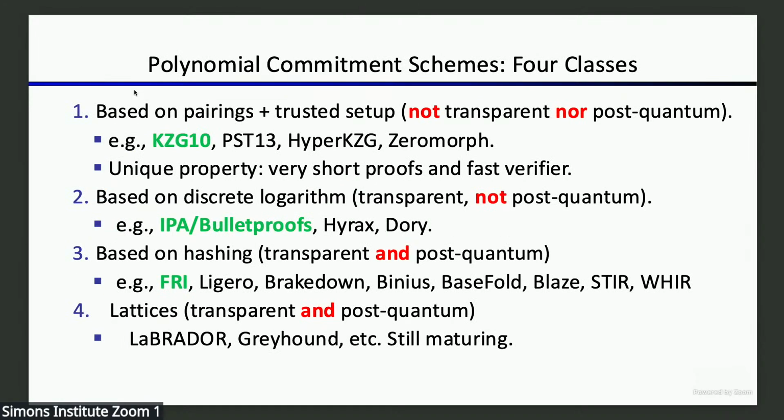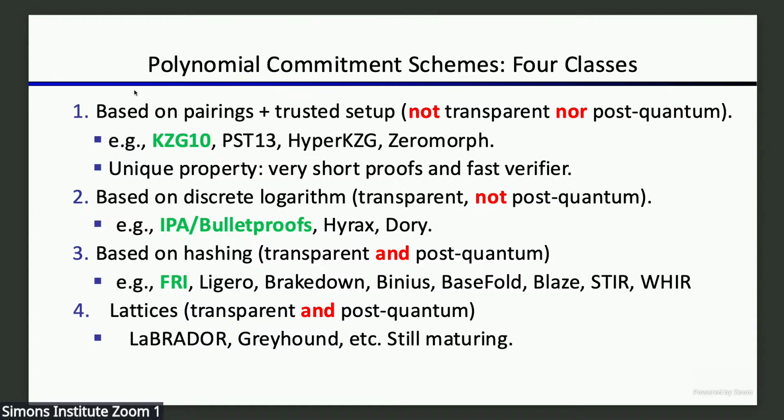Okay, now there were 2 classes of polynomial IOPs. There are right now like 4 classes of polynomial commitment schemes, at least that are on the verge of practicality. So the first is it uses pairing-based cryptography and a trusted setup. The most famous in this category is KZG commitments.